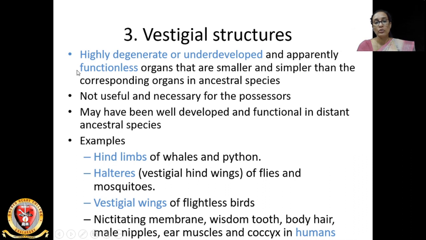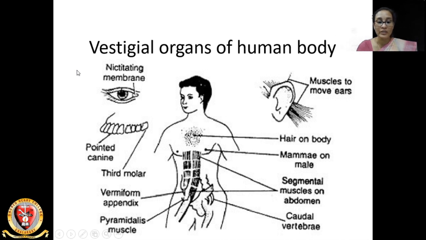Examples under vestigial organs include the hind limbs of whales and pythons. They do not need hind limbs to walk. The halters or the vestigial hind wings of flies and mosquitoes do not help in flying. The vestigial wings of flightless birds such as ostrich or emu, as you know, do not help them to fly. There are certain vestigial organs in humans as well. These include the nictitating membrane, the pointed canine, the vermiform appendix, the muscles that help move the ears, the hair on the body, or the nipples in males, etc. These are of no use to the possessor now, but in the ancestral species, these would have been well developed and functional.